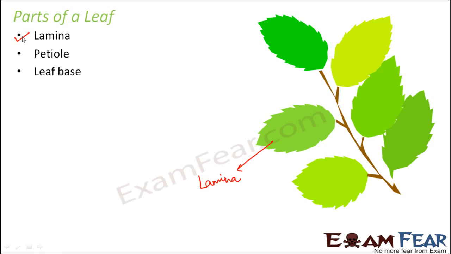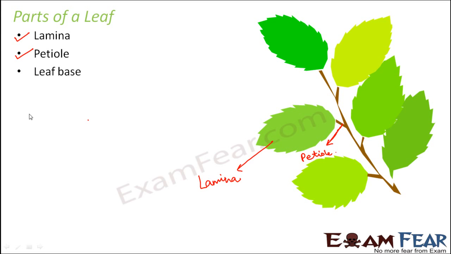Petiole, what is a petiole? Petiole is nothing but a green colored stalk which holds the leaf, or which attaches the leaf to the stem. That stalk-like structure is known as petiole. So basically this structure is the petiole, the stalk which holds the leaf to the stem.